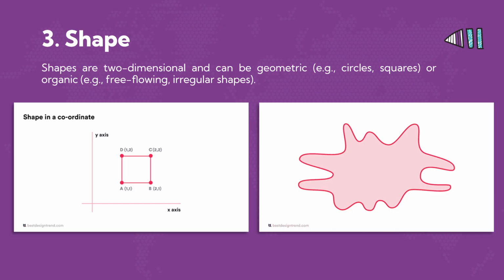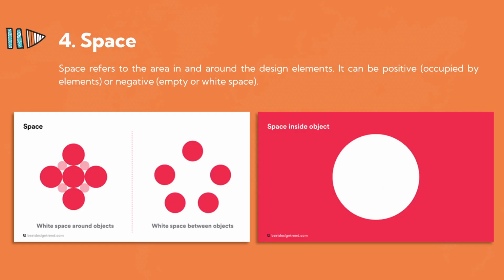Then we have the shape. Shape is 2D and can be geometric, circles, squares, or organic. Basically, if you have 4 points, draw them using a line, you can have a shape which is a square or a rectangle. Space refers to the area in and around the design element, can be positive, occupied by elements, or negative, which is white space, which we studied in the principles of design.